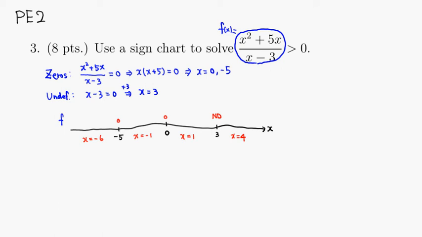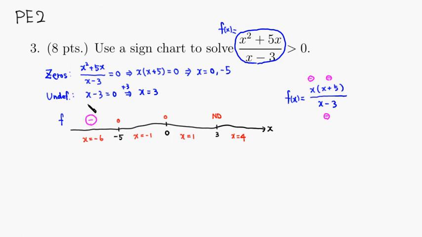Alright, so let's look at the sign. f of x looks like this, and I'm going to look at the factored version. On the numerator, I'm going to write x times x plus 5, and then you have x minus 3. So let's try negative 6. Negative 6 is negative. Negative 6 plus 5 is still negative. Negative 6 minus 3 is negative. So negative times negative is positive, and positive divided by negative is negative. So it's negative here.